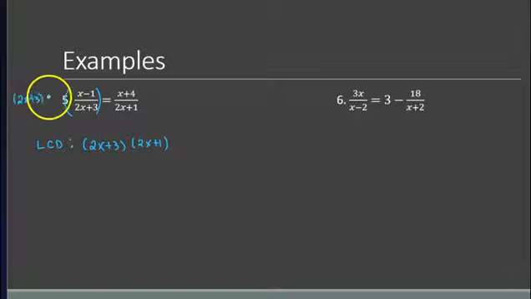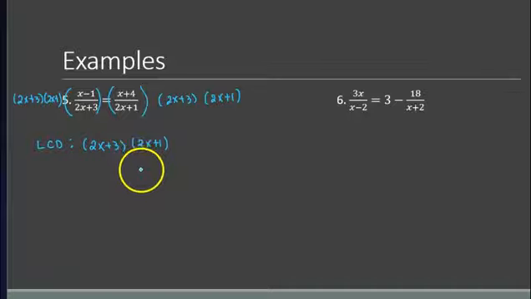2x plus 3, same rule, and 2x plus 1. Here again, 2x plus 3 and 2x plus 1. Now, observe what will happen. If I multiply this, you can see that one of the factors will cancel out, so you'll be left with 2x plus 1 times x minus 1. On this side, this will also cancel out, so you'll be left with x plus 4 and 2x plus 3.